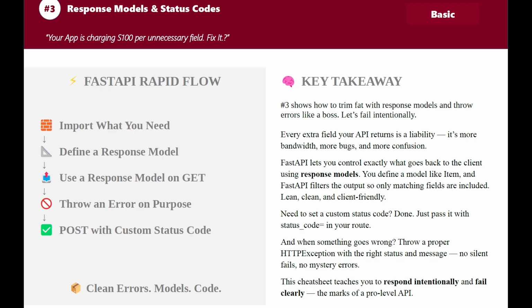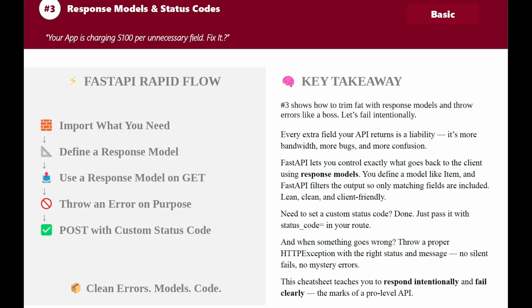And today we are fixing a problem I bet your API still has. Your app is charging $100 per unnecessary field and we have to fix it. So let's learn how to trim fat from responses, throw real errors, and return status codes that actually make sense. The key takeaway from this: we need lean, clean, and intentional APIs. Every extra field in the API response is taking up more bandwidth, has more bugs, and is causing more confusion.